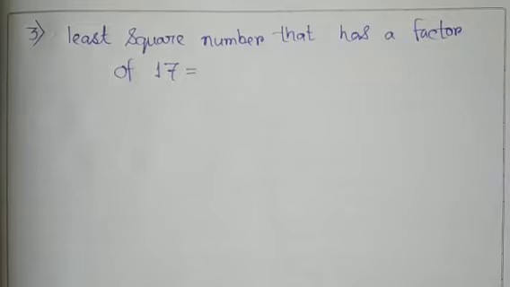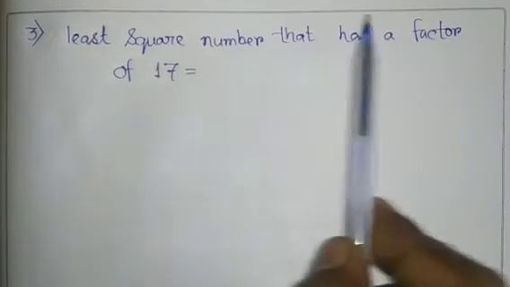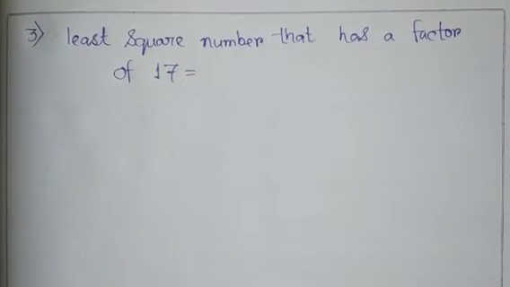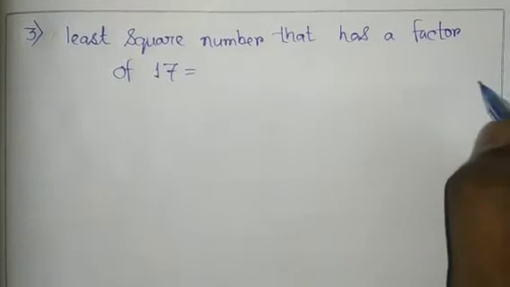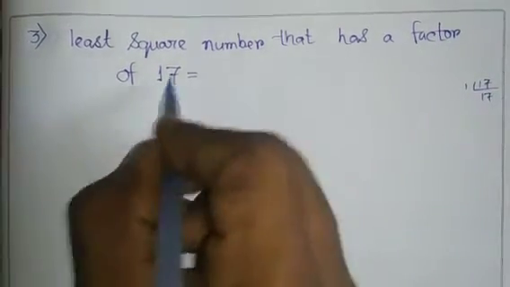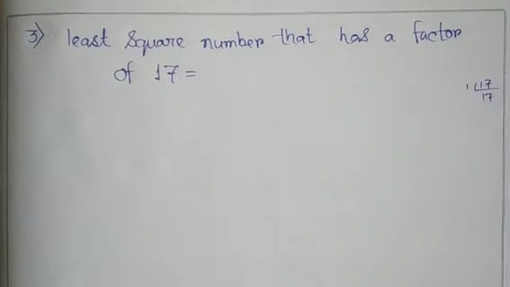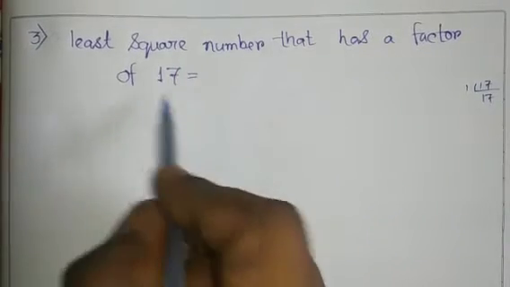So this is the second video. Let's start with question number 3. The question is, find the least square number that has a factor of 17. Now, if you try to factor 17, you cannot, because only 1 and 17 will be there, because 17 is a prime number. Now, we need to find the square number which has a factor of 17.